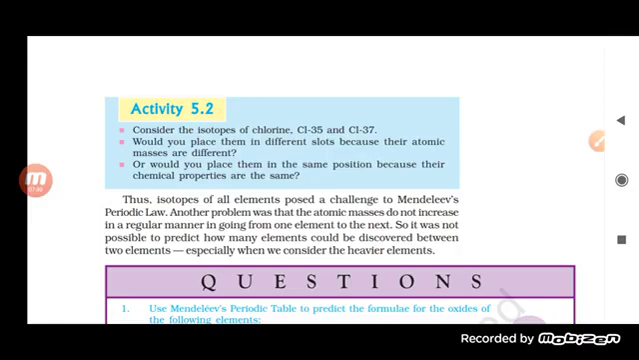So these are some of the demerits, or challenges, faced by the Mendeleev periodic table. The first one is that the position of hydrogen was not mentioned. The second one is the position of the isotopes. The third one is that some elements are kept earlier even though their atomic mass is higher.